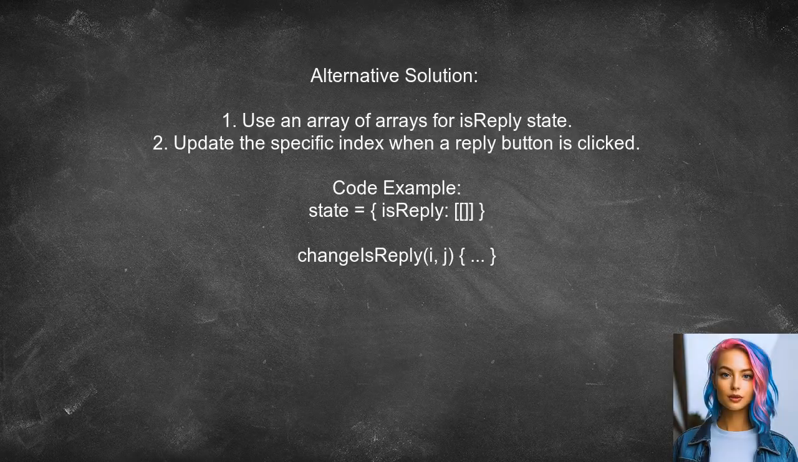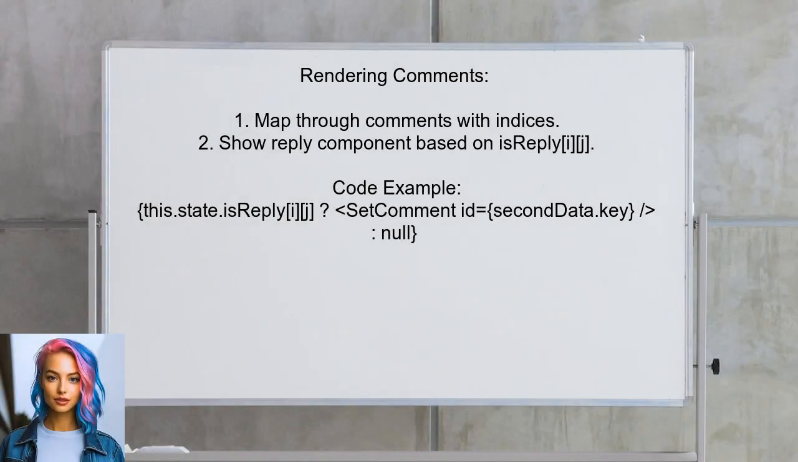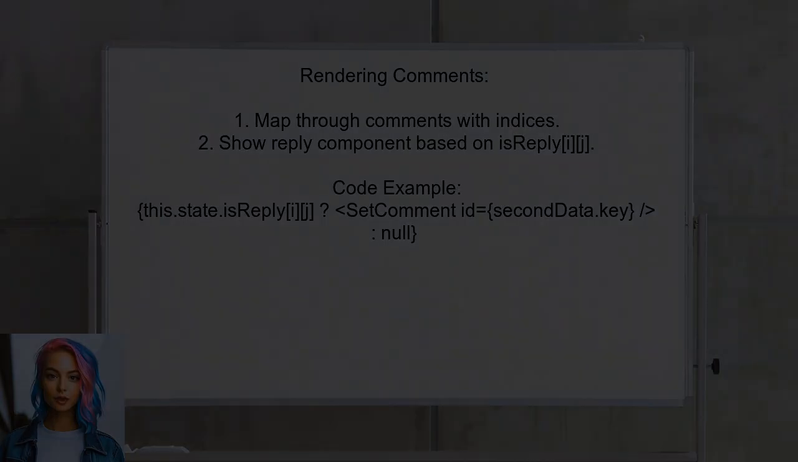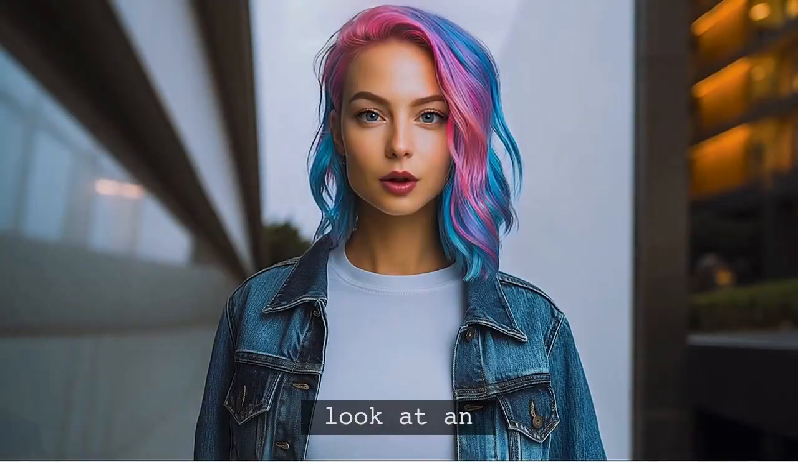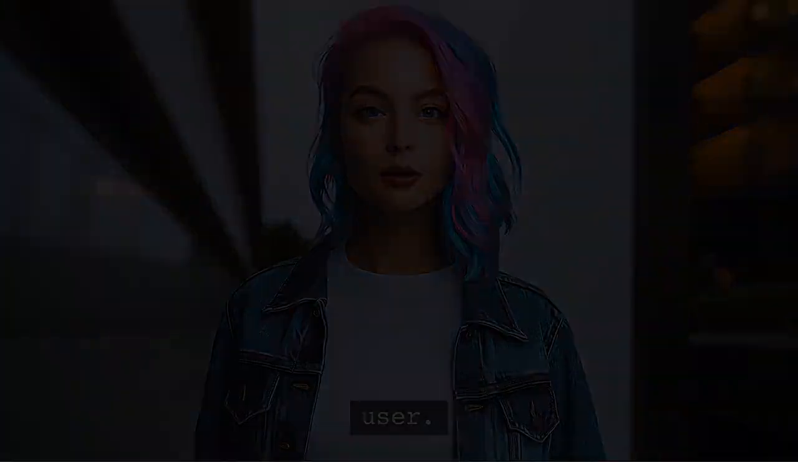An alternative approach suggests keeping the isReply state as an array of arrays. This way, you can update only the specific value based on the index of the clicked comment. In the render method, map through the comments and use the indices to manage the reply state. This allows you to show the reply component only for the selected comment. Let's take a look at an answer from another user.